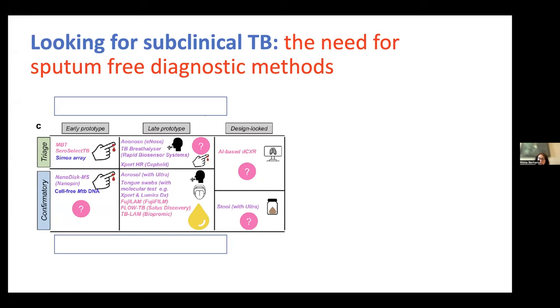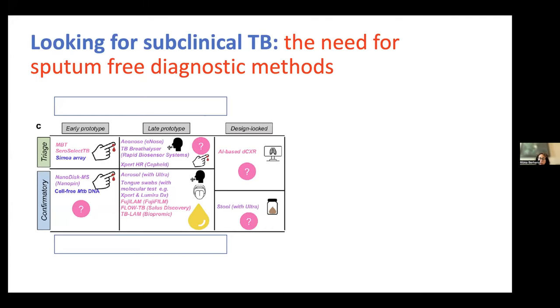And then I think, unfortunately, our blood-based biomarkers are not quite ready for prime time. The risk scores and the Sweeney's and those blood-based biomarkers for TB are not quite there yet. So I think the things that are closer to being usable are the breath tests and the AI-based digital chest X-ray. And these are just triage tools.